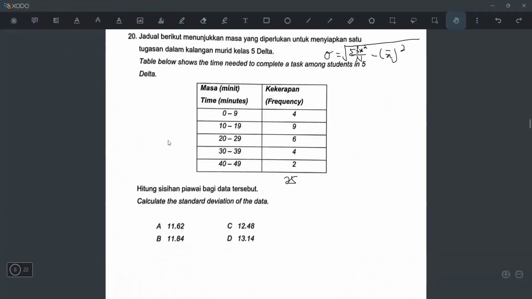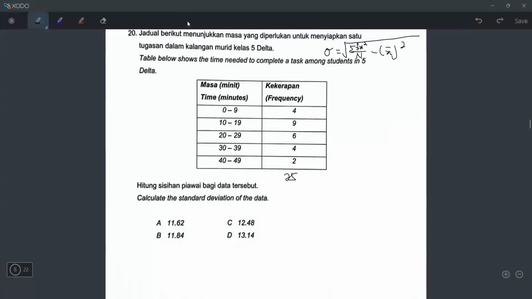Okay, so I need space. So let's scroll down a bit. So first, I need to find the mean first. Without the mean, I can't do it. So let's find the mean. We already know it's divided by 25, but what will be up here? How to find the mean for group data? You take the midpoint times the frequency, divided by the total frequency. That's the formula for the mean if it's group data.